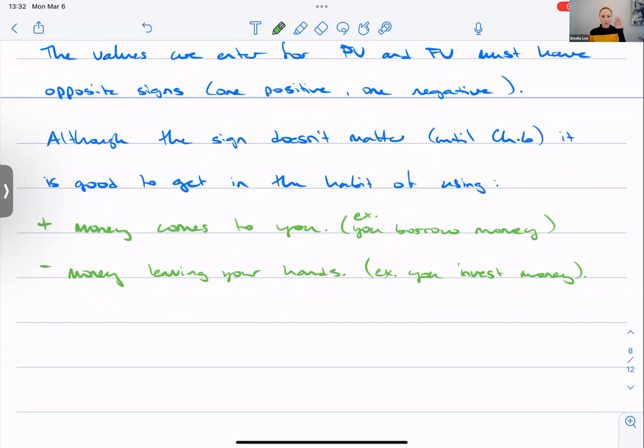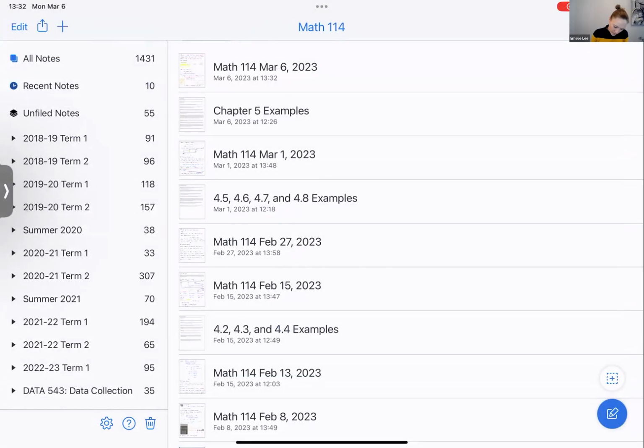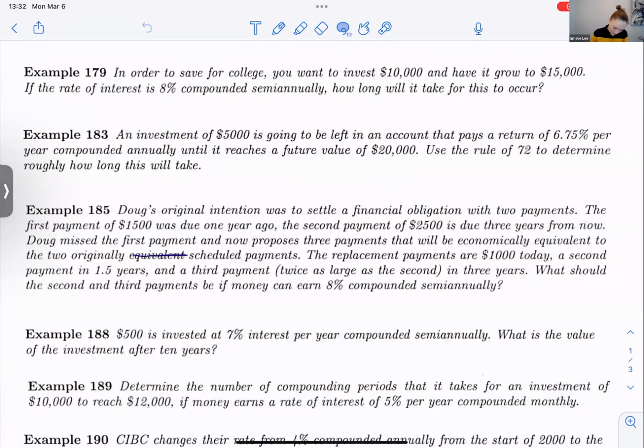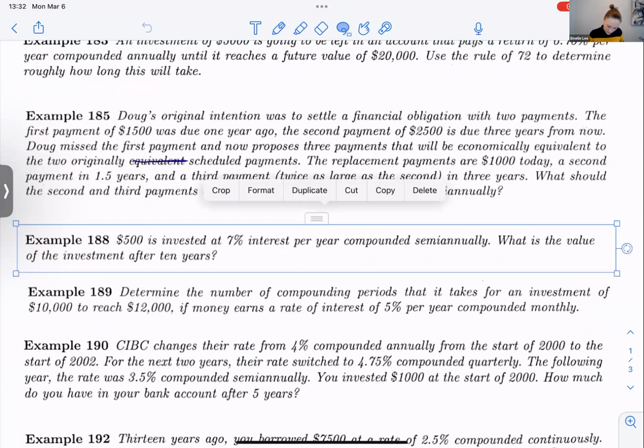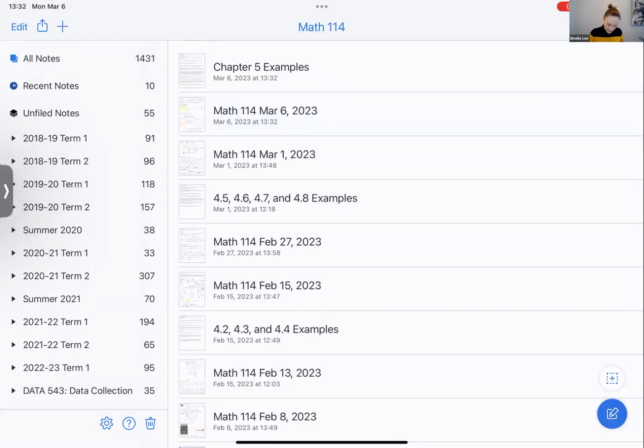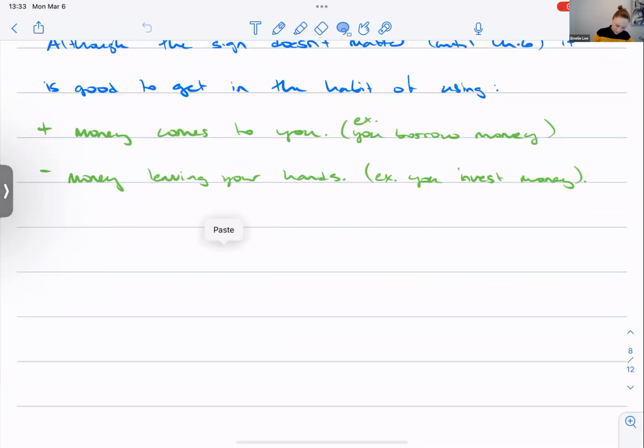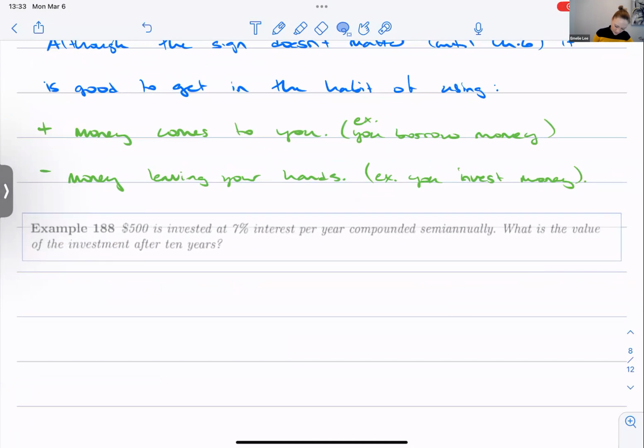I don't want to scroll up to the example that we just did, but you can use your calculator to confirm those values that we found. Instead, I'm just going to start a new one. I have another example that's kind of similar. This is just to practice using our calculator.